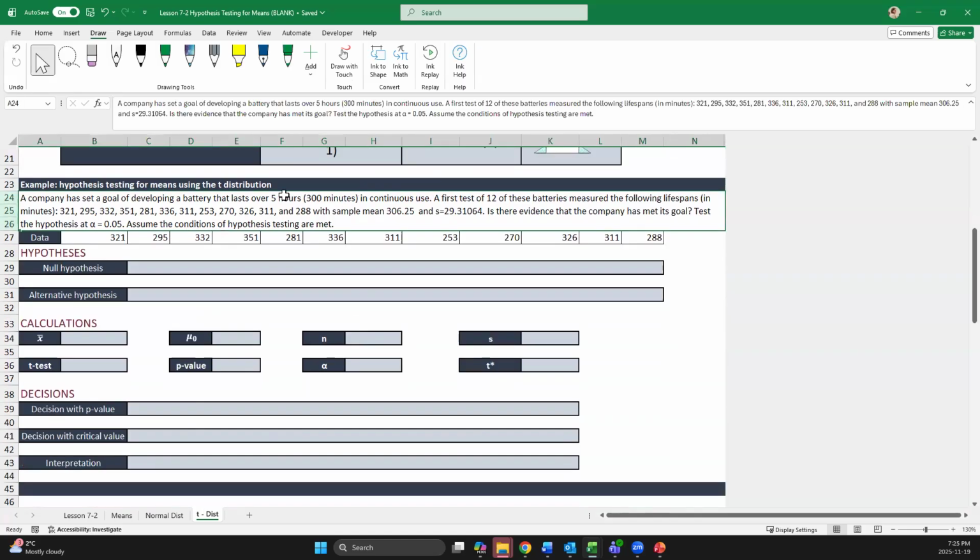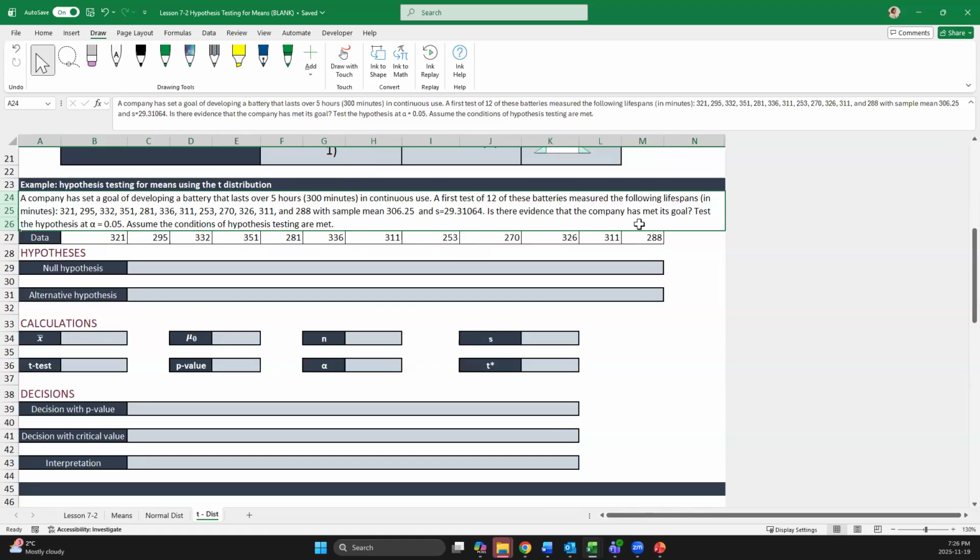So our first example is on battery life. We saw this example before in the confidence interval lesson, but now we're doing a question about hypothesis testing. We want to do a test to say that this company has a goal of developing batteries that last more than 300 minutes. They test 12 of them and they get these lifespans with a sample mean of 306.25 and a sample standard deviation of 29.31.